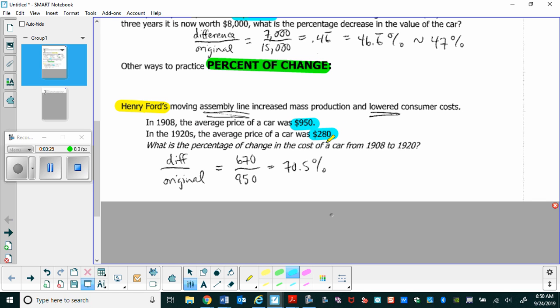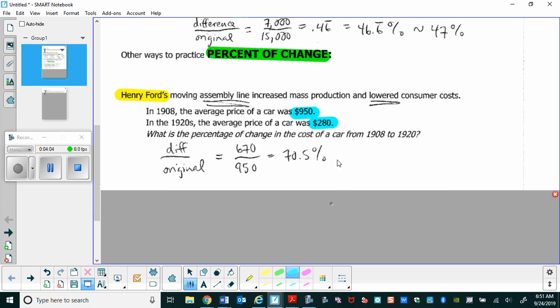What was the percentage of change in the cost of a car from 1908 to 1920? The difference here, if you take $9.50 and subtract $2.80, is $6.70. So the cars became cheaper on average by $670. If we divide that by the original, we can see that the cars went down in cost about 70.5%, or 71% if you wanted to round it. That is a huge percent of decrease for consumers, and it means the cars were far more affordable. That's when you start to see the boom in consumers buying cars.